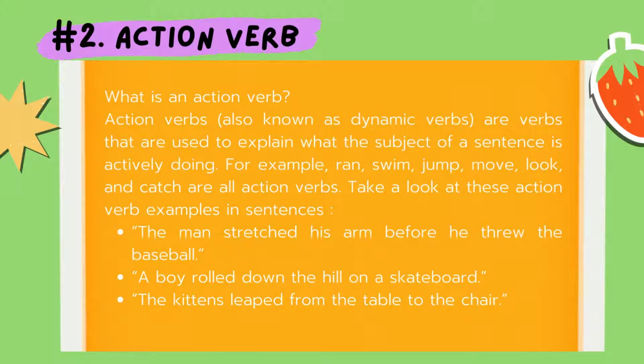Number two, action verb. Action verbs, also known as dynamic verbs, are verbs that are used to explain what the subject of a sentence is actively doing. For example, run, swim, jump, move, look, and catch are all action verbs. Most verbs describe a physical action or activity, something external that can be seen or heard. These verbs are formally known as dynamic verbs, but can also be called action or event verbs.